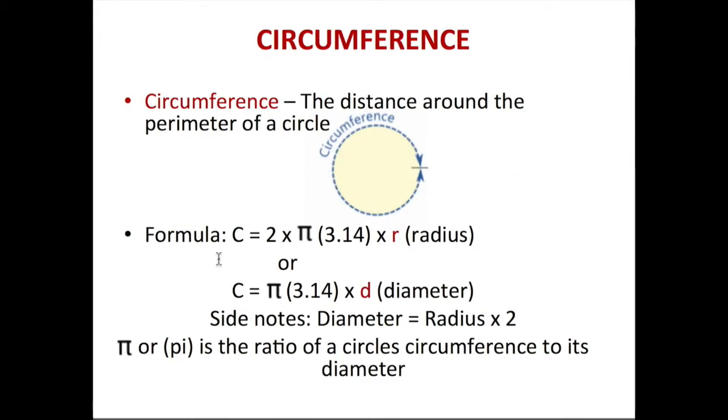The formula for finding the circumference is C equals 2 times pi, which is 3.14, times the radius, or pi times diameter. A side note to remember is that the diameter equals the radius times 2, and that pi is the ratio or relationship of a circle's circumference to its diameter.